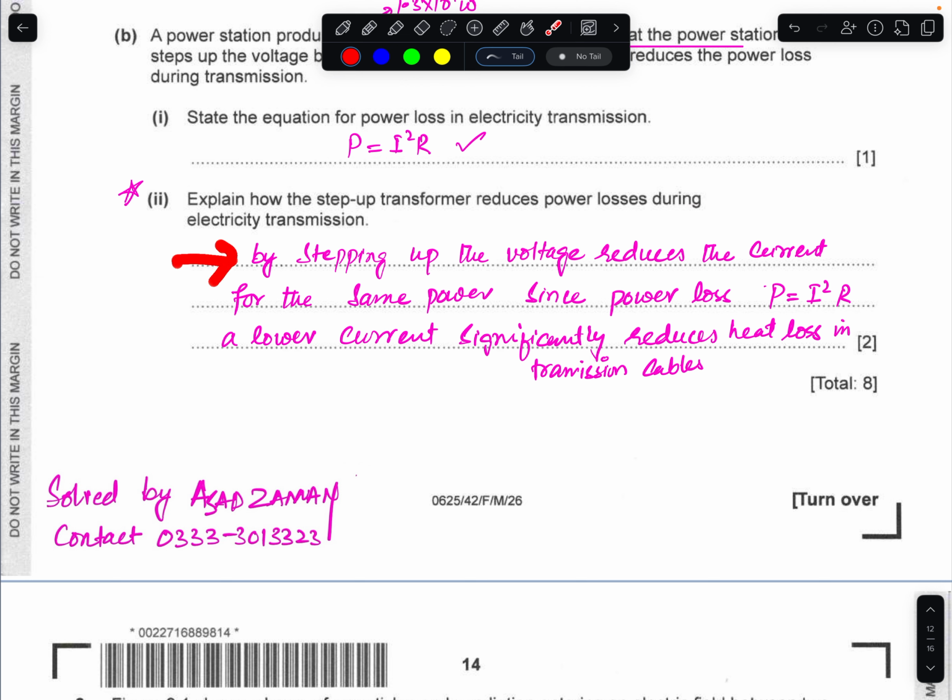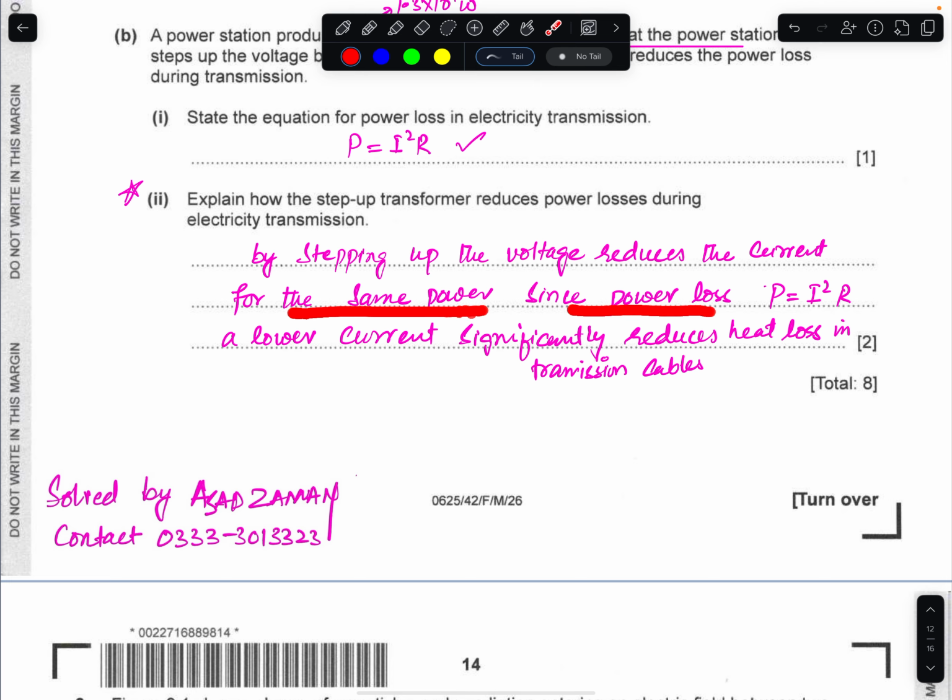So I wrote the explanation over here. Stepping up the voltage reduces the current. So the total power remains constant during this transmission. If the voltage is increasing, the current is decreasing, and they change with the same ratio. So that's why if you are stepping up or stepping down, the total power remains constant on both sides. By stepping up the voltage, the current is reduced for the same power. The power is constant, that's why I wrote same power.